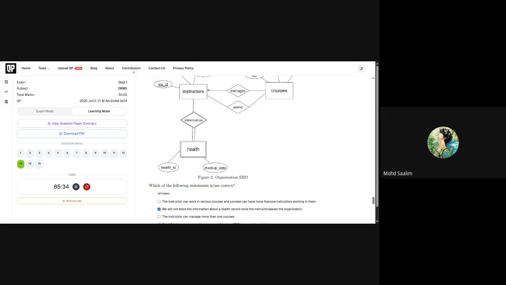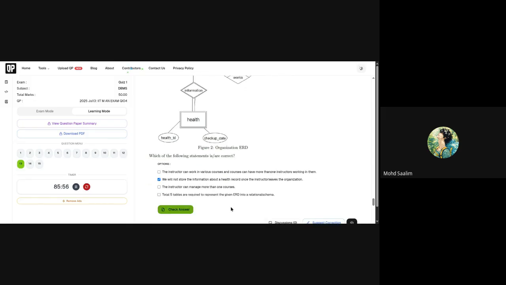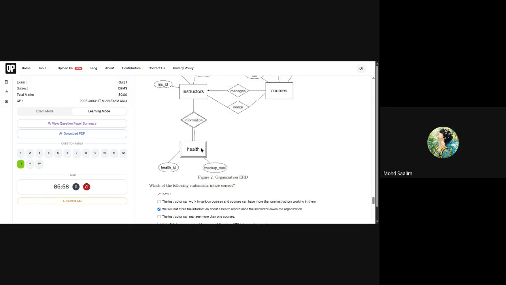I think it is very simple, right? We discussed weak entity set in detail. Yes, any entity in a weak entity set cannot exist independently. So if the instructor is leaving, indirectly they are telling that it is not present in the instructor's table. So whatever is related to it should also not be present. That's it. Because independently it cannot exist, the health information.